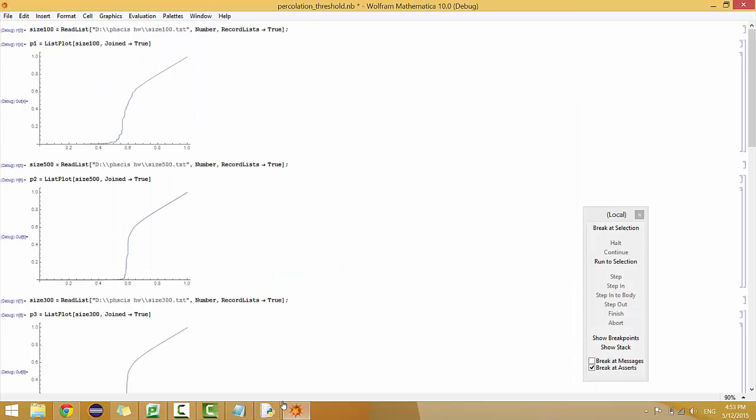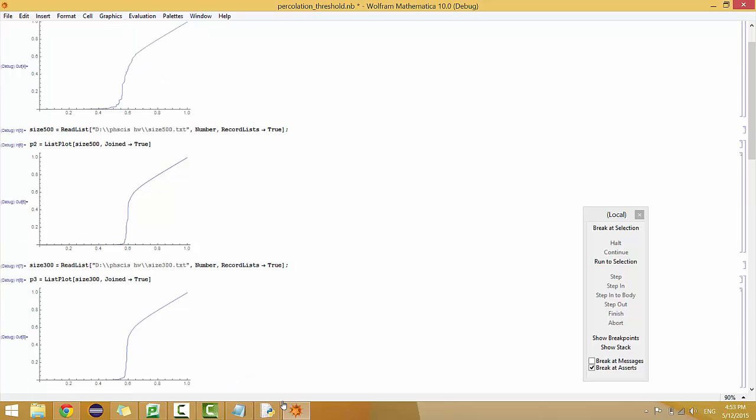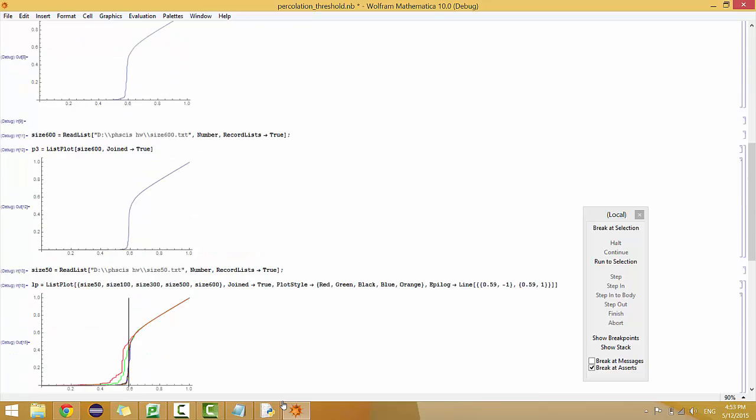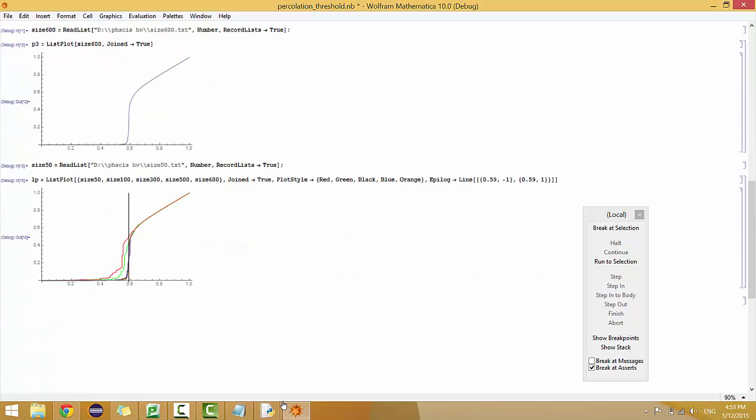After collecting data points for graph sizes of 50, 100, 300, 500, 600, we have Mathematica plot for us. The result showed that the percolation threshold for 2D site percolation is near 0.59, as various journal articles suggested. This is a pretty accurate value.